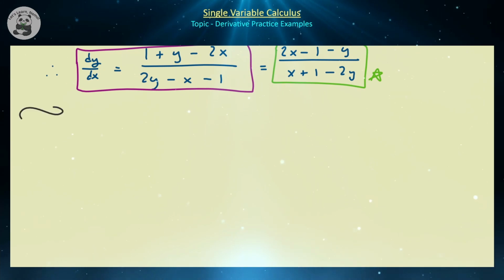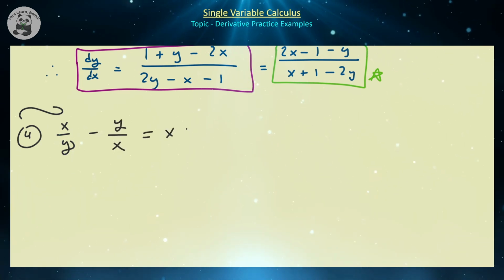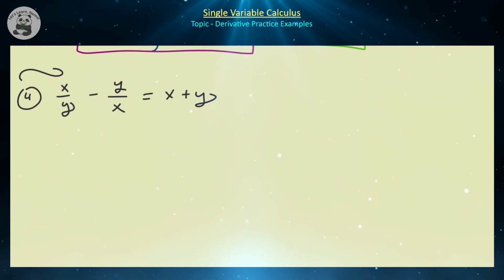All right, so let's just do a couple more of these implicit differentiation problems. Let's say x over y minus y over x is equal to x plus y. Let's practice some chain rule applications.